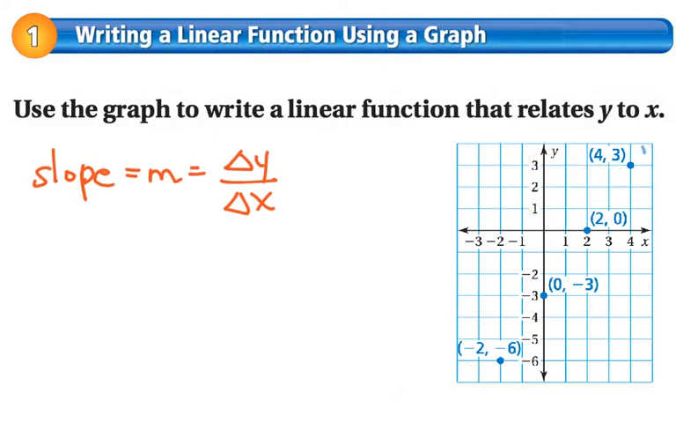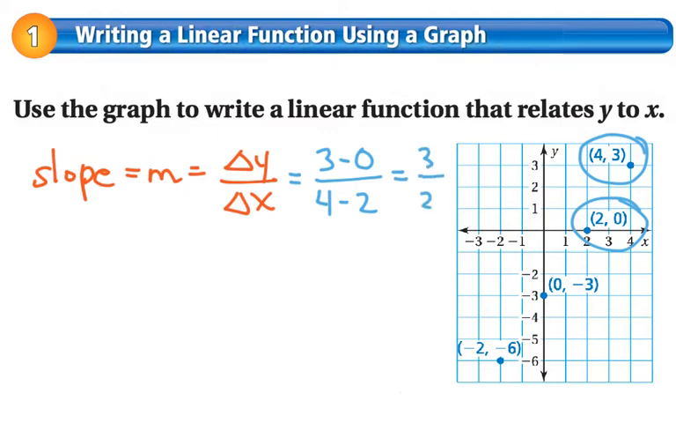So I'm going to choose (0, 3) up here and then (2, 0), simply for no other reason than those are my personal preference. If you are following along, you could try it with 2 different points. I'm going to find the y change, and my values would be 3 and 0, so I'm going to find the difference or the change between them, and then the x change would be 4 minus 2. Once I do that, I see that I have a slope of 3 halves, and that'll be the first part for me writing my function.